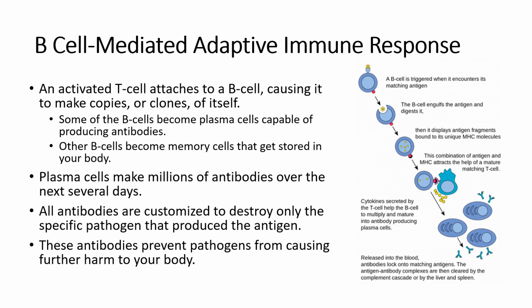Some of the B cells become plasma cells capable of producing antibodies. Others, as I've said, become memory cells that get stored in the body. Plasma cells make millions upon millions of antibodies over the next several days. All antibodies are customized to destroy only that one specific pathogen, and these antibodies then prevent the pathogens from causing further harm to the body.